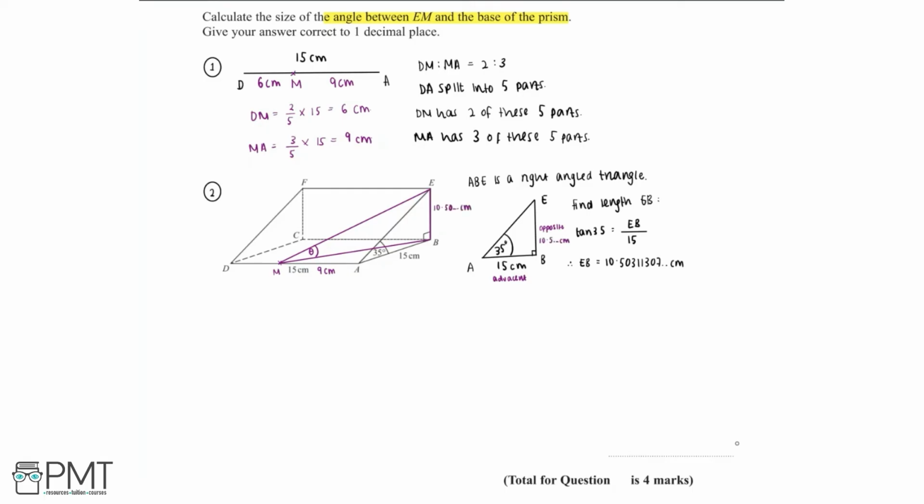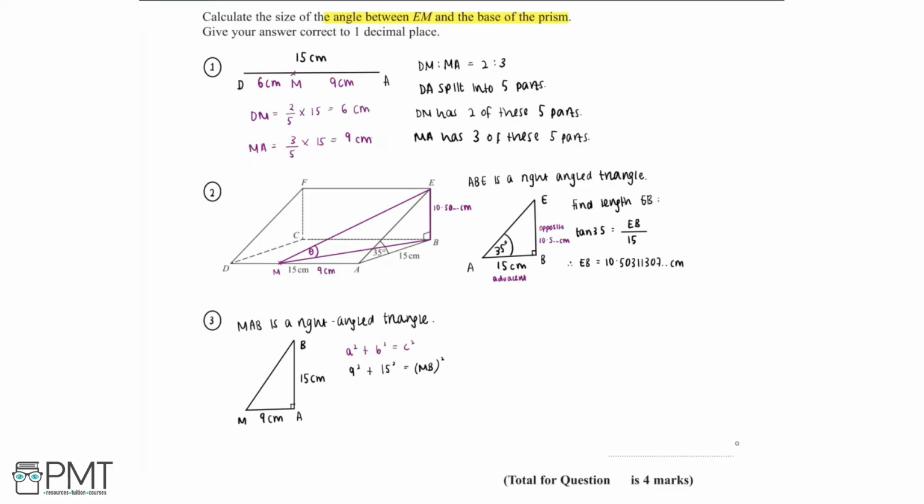Now that we've found length EB, we can try to find the length MB, and we can do this by looking at the triangle MAB. Now MAB is another right angle triangle. Now we can use Pythagoras in order to find the length MB, since we know the length MA and the length AB. Pythagoras' theorem states that a squared plus b squared is equal to c squared, and so in this case, 9 squared plus 15 squared is equal to MB squared.